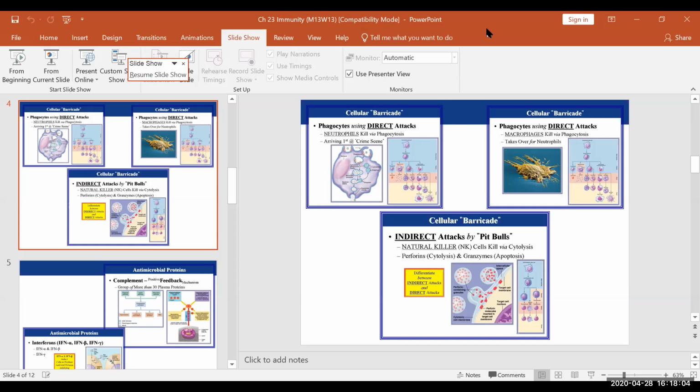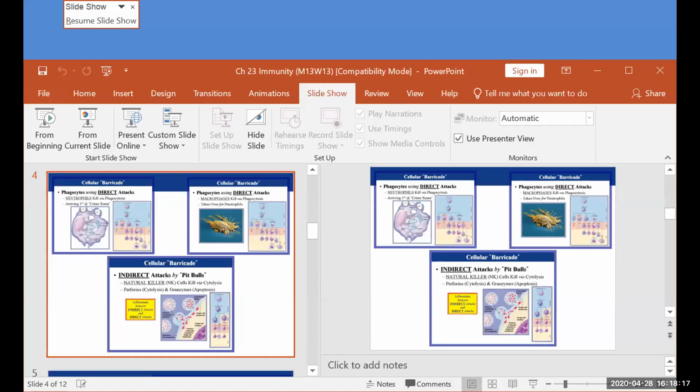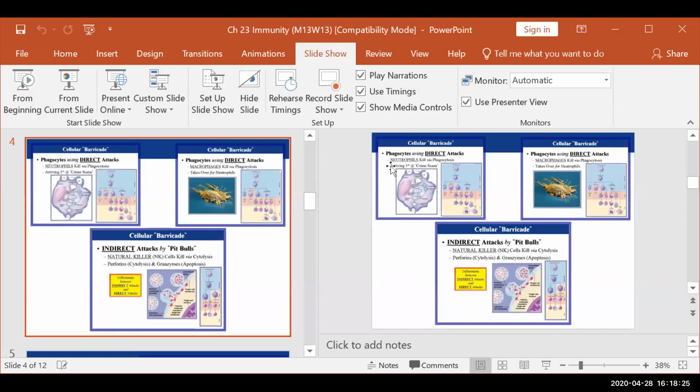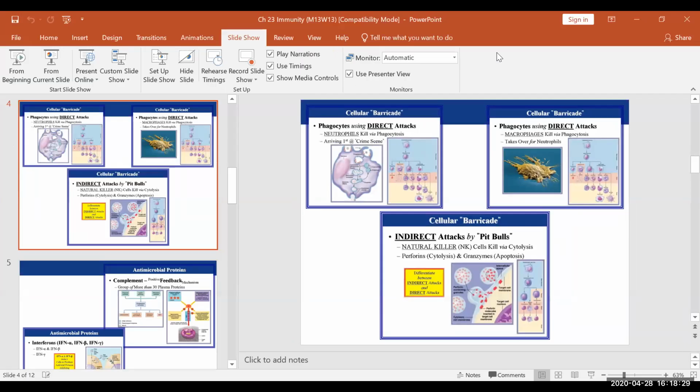So these are examples of the cellular barricade. So examples are phagocytes, macrophage. So those are direct attacks. These cells attack the pathogenic agents directly, or there is indirect attack, meaning they release chemicals and the chemicals will go on to attack the cells.